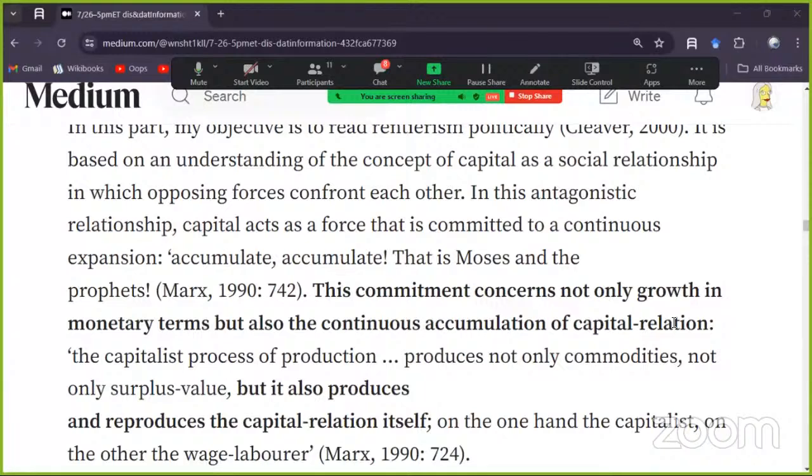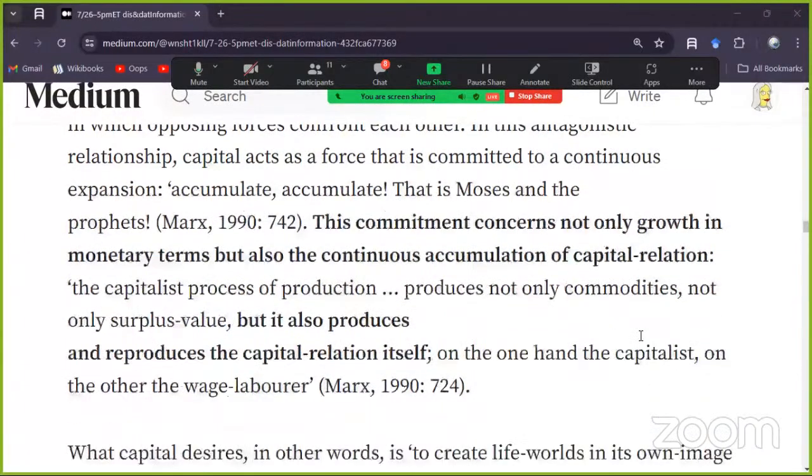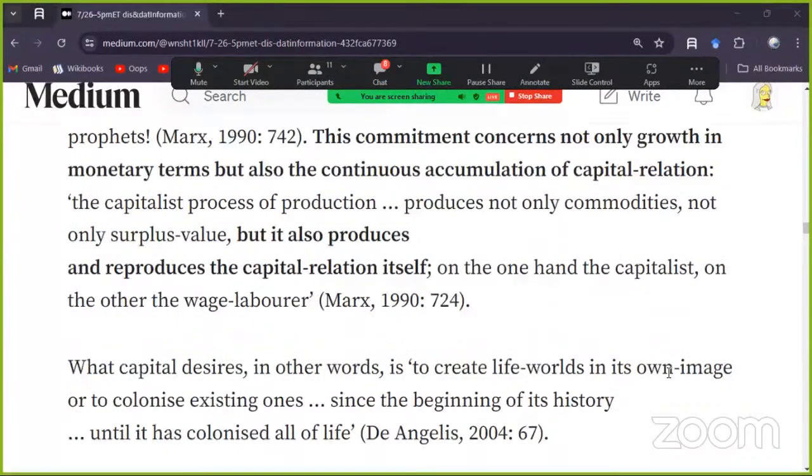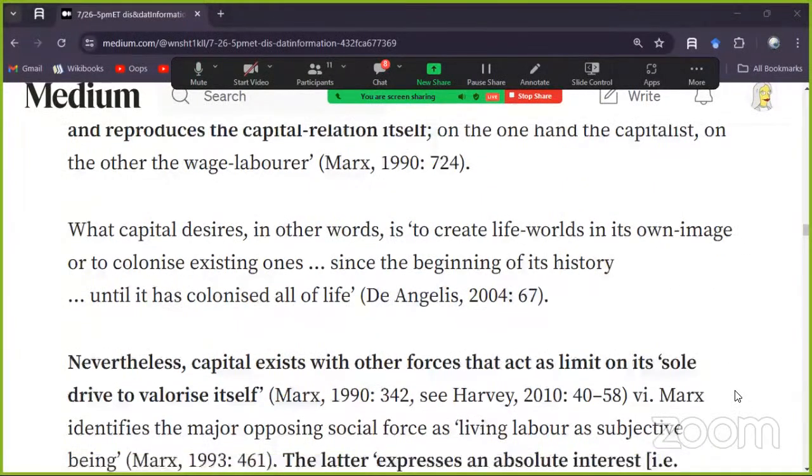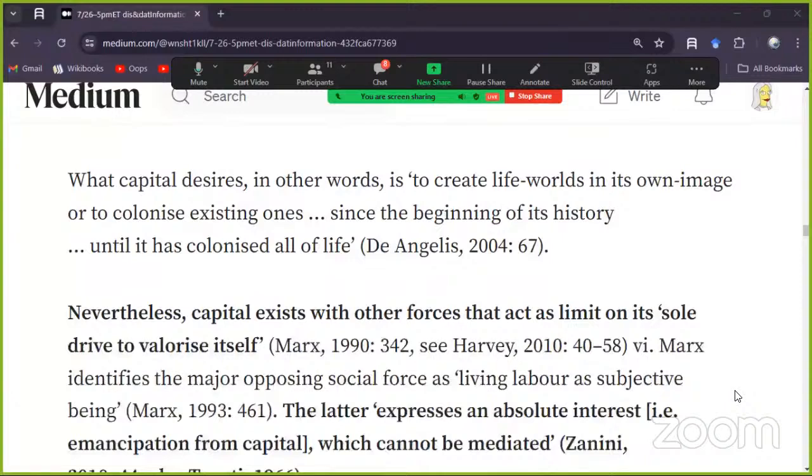That is, the capitalist process of production produces not only commodities, the front end of volume 1 of Capital, not only surplus value, but it also produces and reproduces the capital relation itself. On the one hand, the capitalist, on the other hand, the wage laborer. What capital desires, in other words, is to create life worlds in its own image, or to colonize existing ones since the beginning of its history until it has colonized all of life. That's some of what goes on in certain kinds of digital worlds that have been created. But that's a more extreme version.